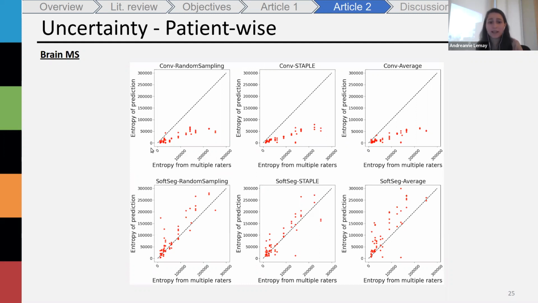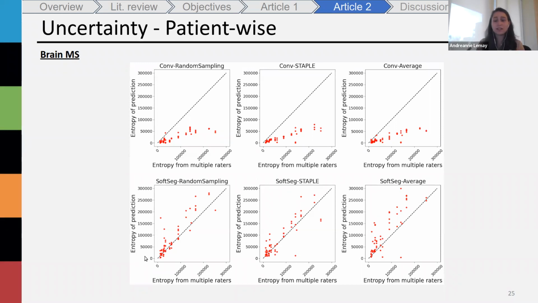What we would hope is that all these data points would fall very near this black dashed line over here, which would represent a perfect match between the prediction and the ground truth. However, when we look at the SoftSeg models, we can see that these data points fall much closer to this black dashed line.